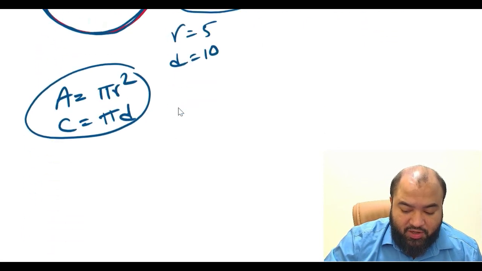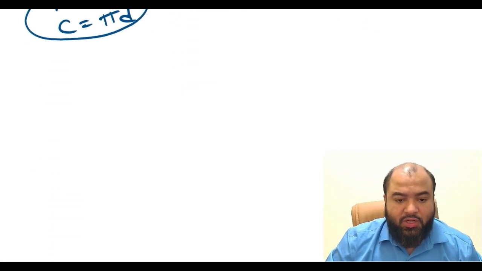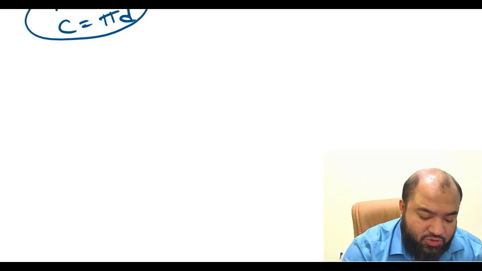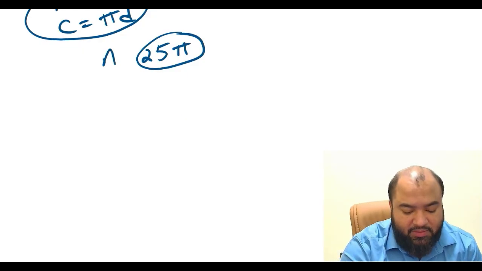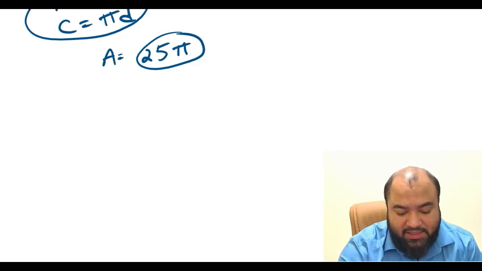Now let's move on to the next part, how to break the pi. Let's say you have 25 pi as the area. That means pi means 3.14.